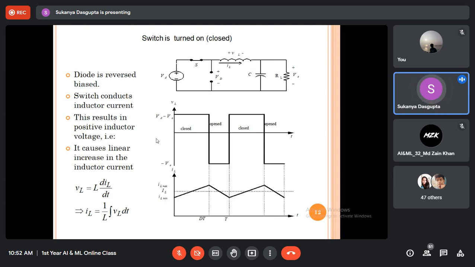Now look at the mathematical expressions carefully. When the switch is turned on, that means when the switch is closed, for this mathematical analysis I have taken only the resistive load. So when the switch is closed, what will happen? Voltage will be developed across this inductor. Look at the polarity carefully. This side is positive. So the voltage developed will be L di/dt. And from this, we will calculate IL as 1 by L integral of VL dt.